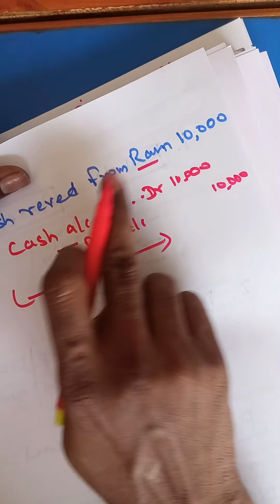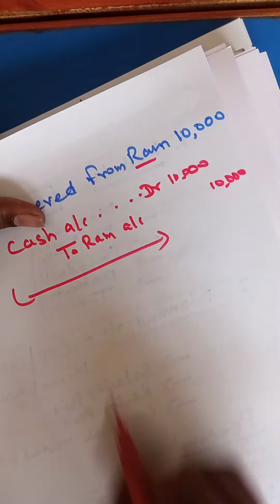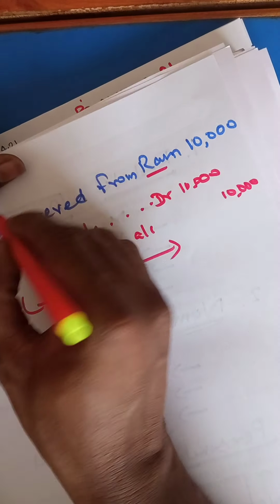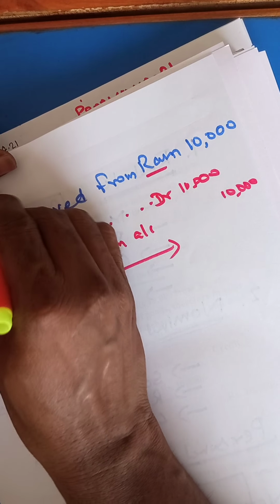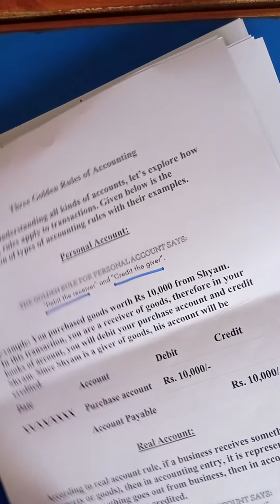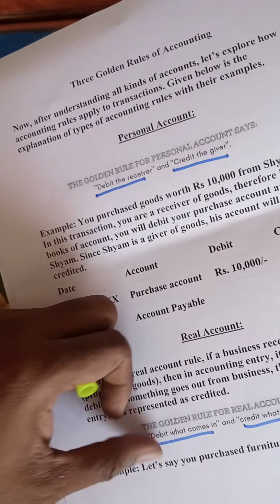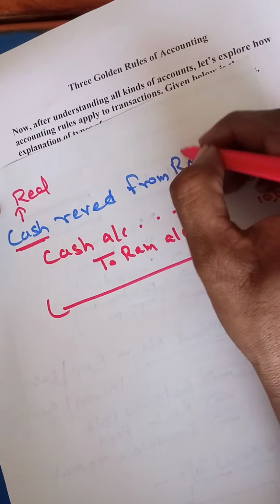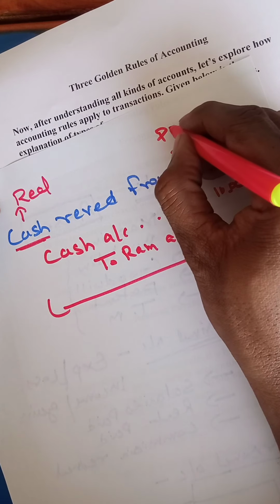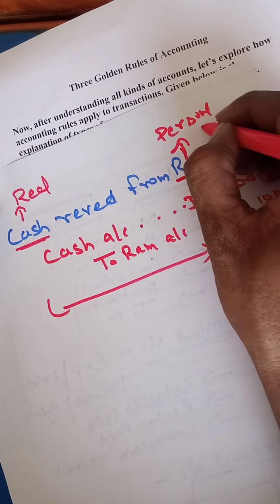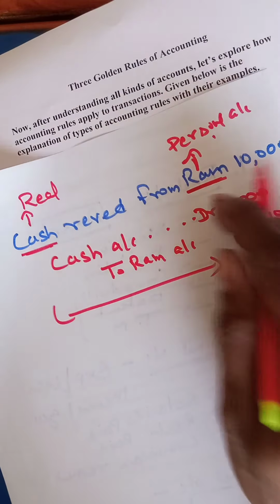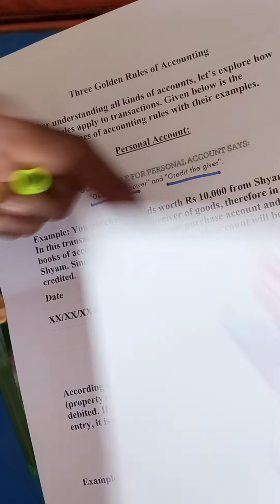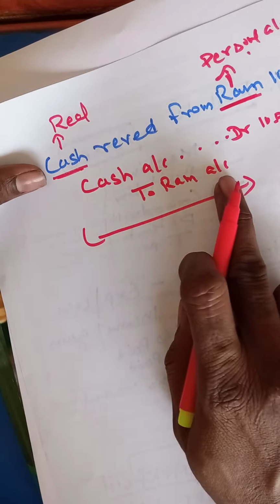Cash received from Ram. Cash is a real account, because it's an asset. Cash comes in, so debit. Ram is a personal account. Ram is a giver, so we have to credit the giver. So cash account debit, Ram account credit.